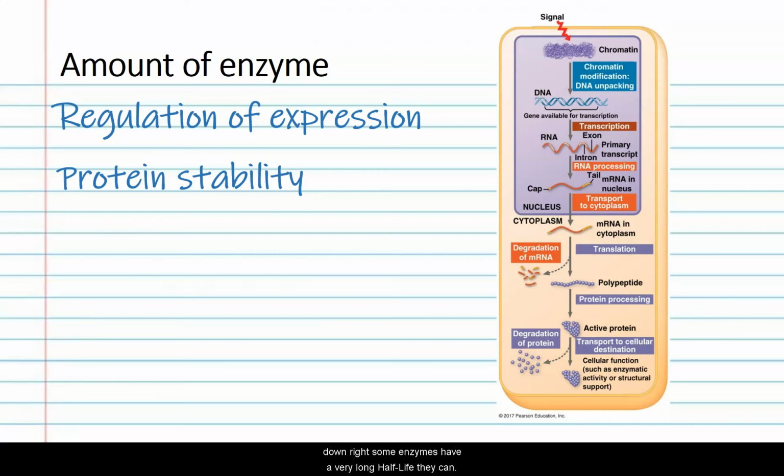Some enzymes have a very long half-life. They can exist within the cytoplasm of the cell for a very long time. Others are degraded almost immediately after they're made so that they don't stick around for too long. So again, cells can control which reactions are being used by the cell by controlling how much of a given enzyme is present.